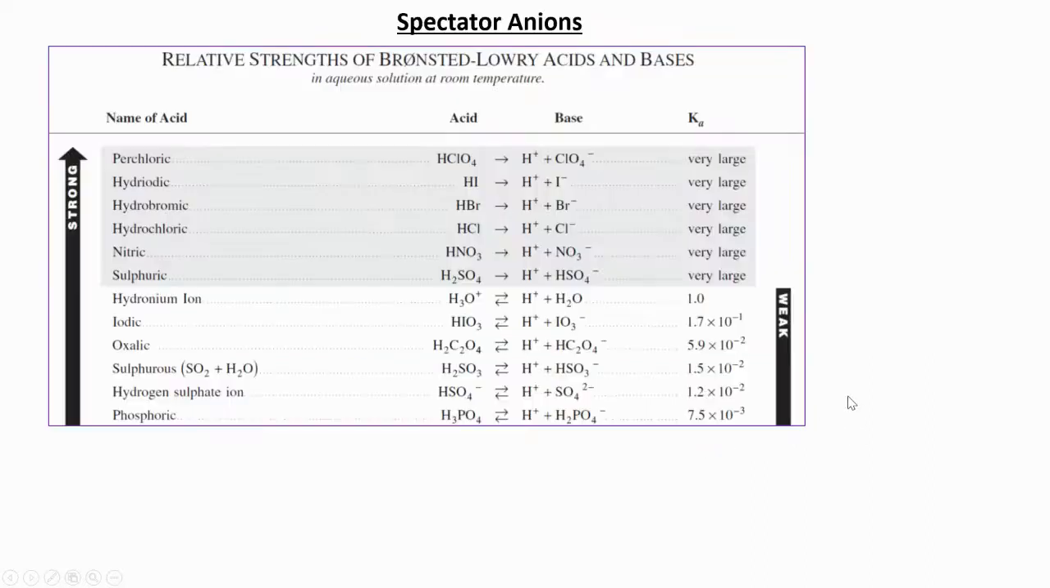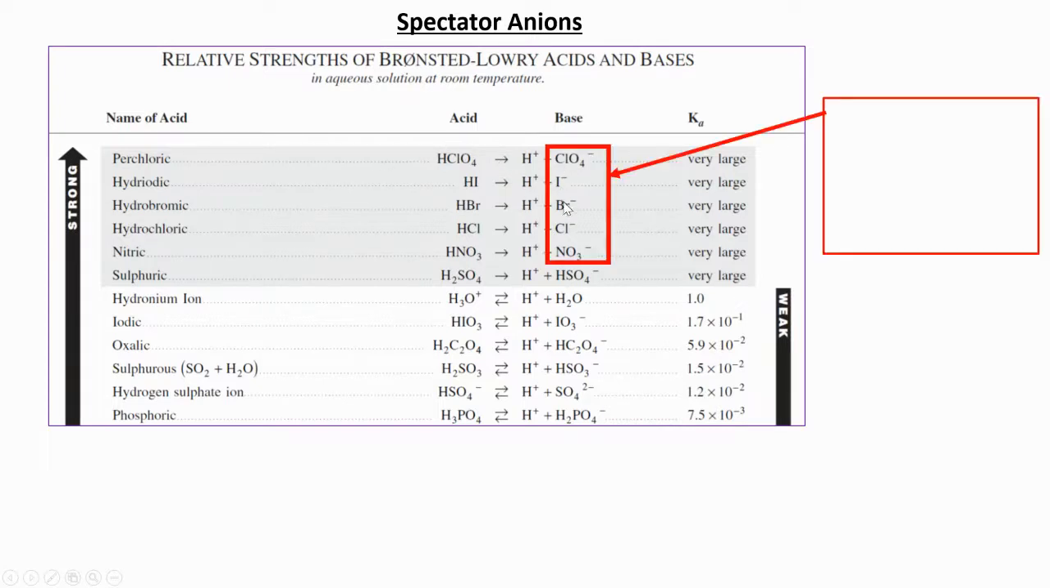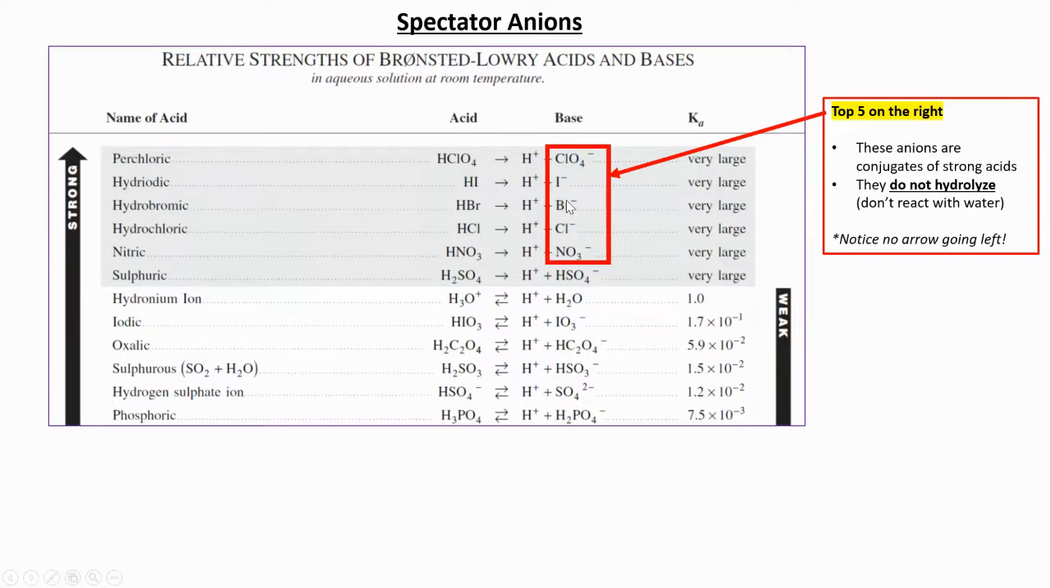All right, to connect this with your table, take out your table, and we're going to look at these top 5 here. These are all the conjugates of our strong acids, right? So they're not going to react as bases at all. These are the anions. They do not hydrolyze. Notice the one-way arrow, no equilibrium being formed. They're not going to react with water. So anytime we see these top 5, all we have to do is ignore them as spectator ions. They're not going to change the pH of the solution.